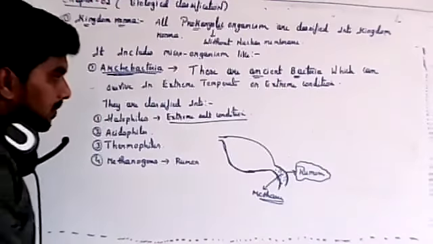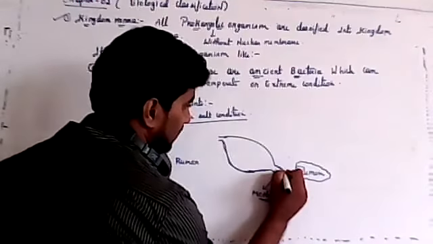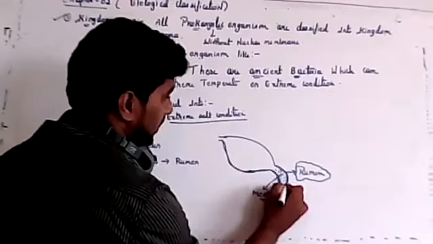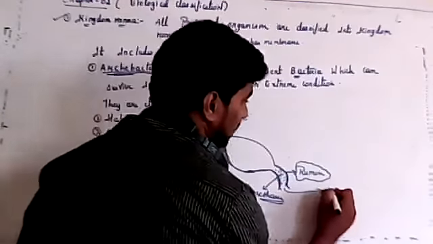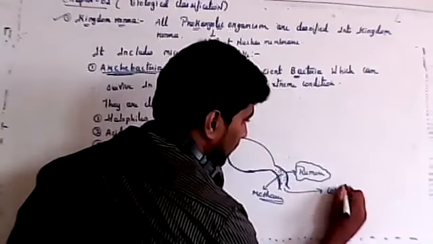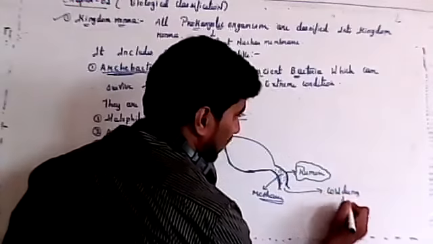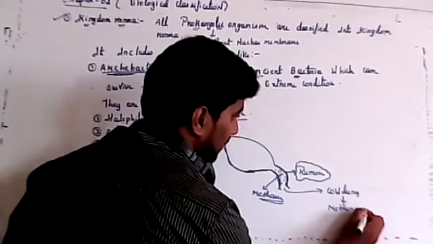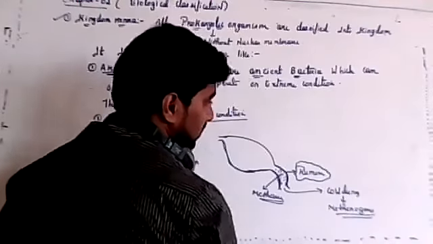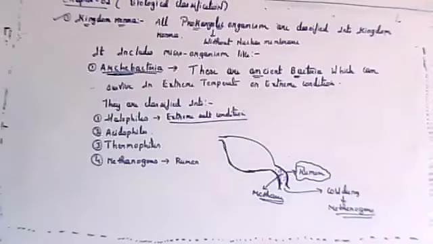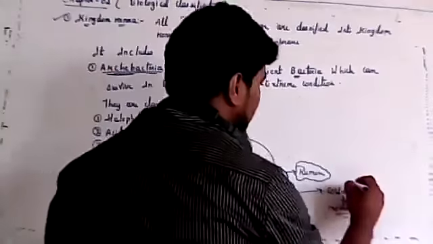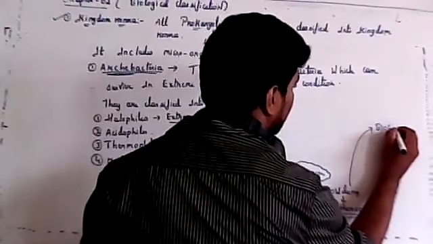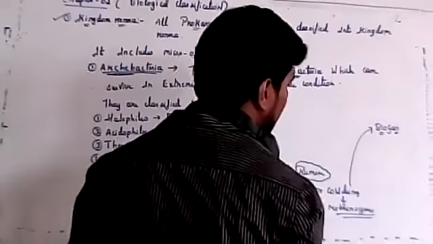So this archaebacteria is called methanogens. They will be excreted in the cow dung, so cow dung will contain archaebacteria called methanogens. Methanogens are the bacteria present in the cow dung. That's why they use cow dung for the production of biogas. So biogas is produced from cow dung.